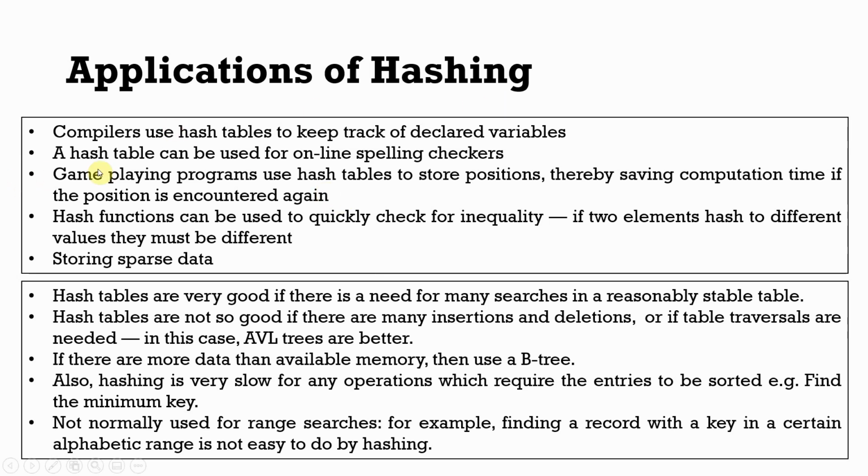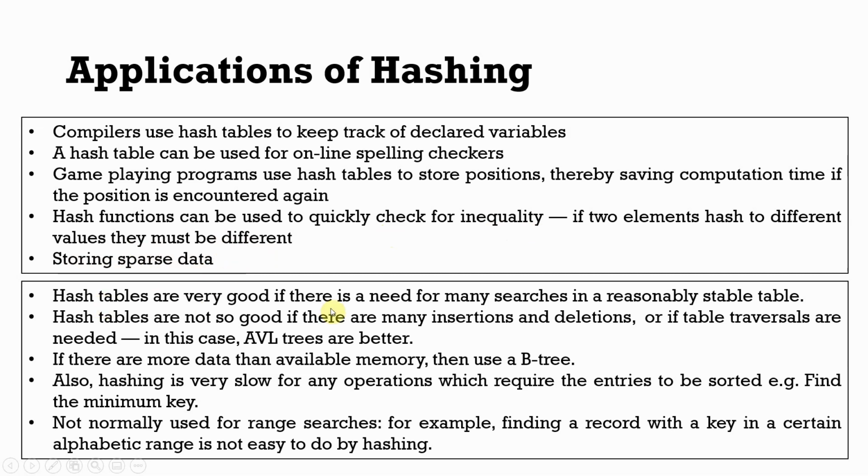Applications of hashing. Compilers use hash tables to keep track of declared variables. A hash table can be used for online spelling checkers. Game playing programs use hash tables to store positions, so as to save computation time if the position is encountered again. Hash functions can be used to quickly check for inequality. If two elements hash to different values, they must be different. And it's used for storing sparse data, which means not dense data.